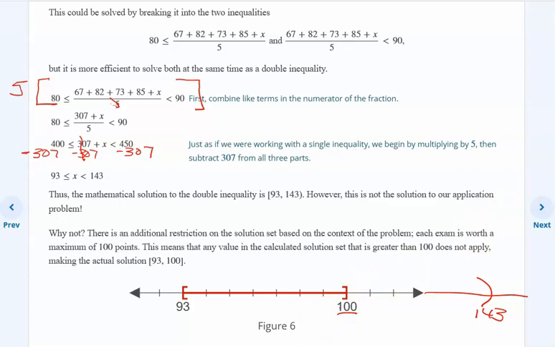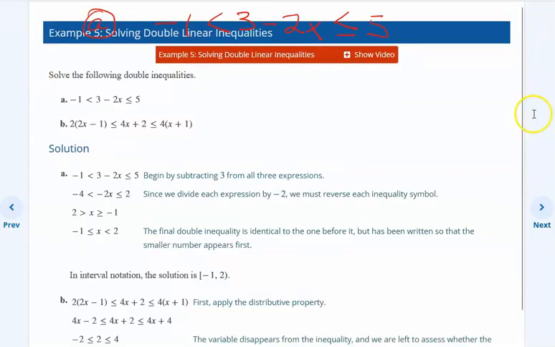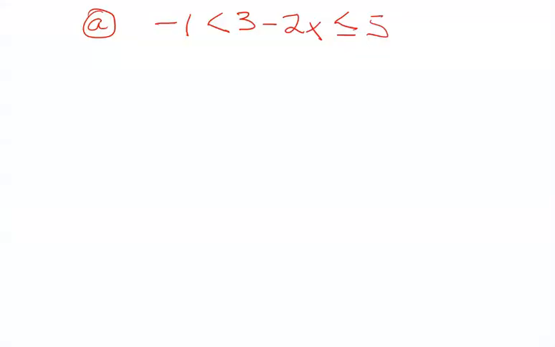All right, pause again, read it over. Okay, on to example 5. I've written A up. Let's go to the whiteboard.